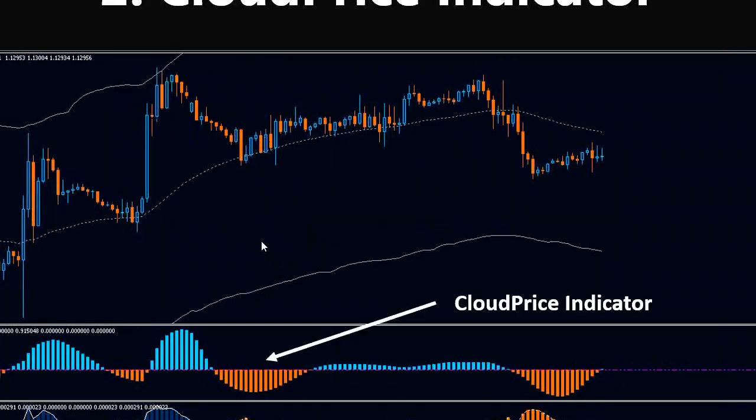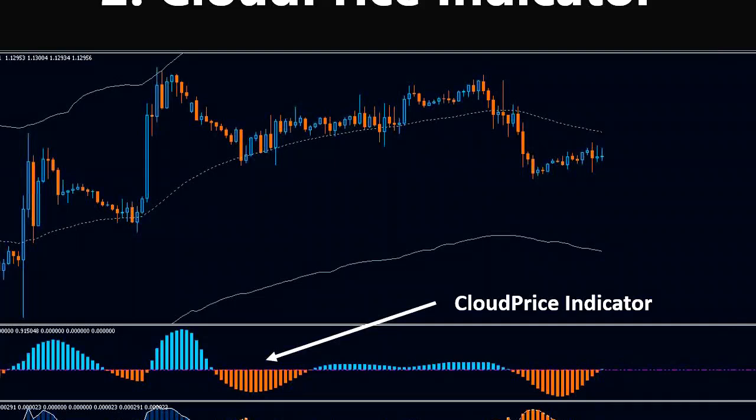We'll cover that shortly. Next, we have the cloud price indicator, which determines whether the trend is up or down. So you'll notice there's some histograms here. There's an orange histogram, and visually, when we look at that, we'll know that we're looking towards entering a short or sell trade. The market's trending downwards. And when it's blue, we're looking towards entering a buy trade or long trade. The market is trending upwards.